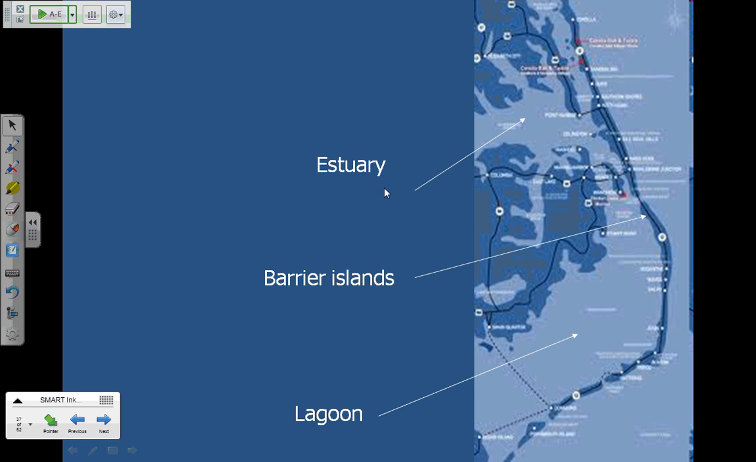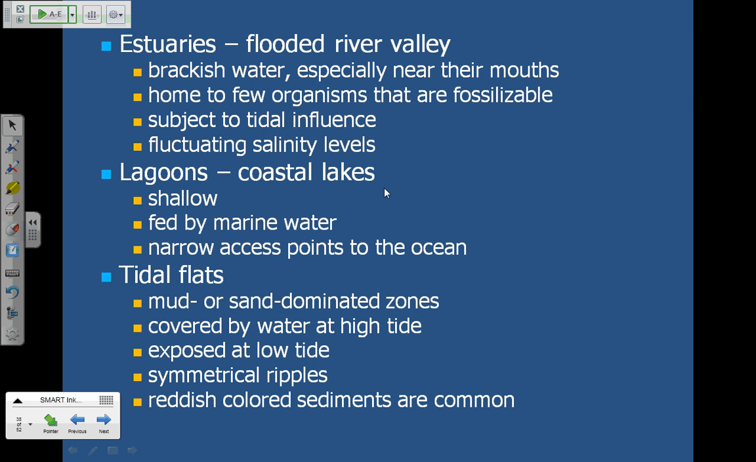Periodically, during storms and stuff like that, seawater will actually flood in here, so it will increase the salinity. And then other times you might have a big storm on land, so you get a flood coming down the river, that's going to lower or decrease the concentration of salt. Okay, so brackish water, especially near the mouths. Lagoons, coastal lakes, okay, so we have to start thinking about how we would recognize some of these things.